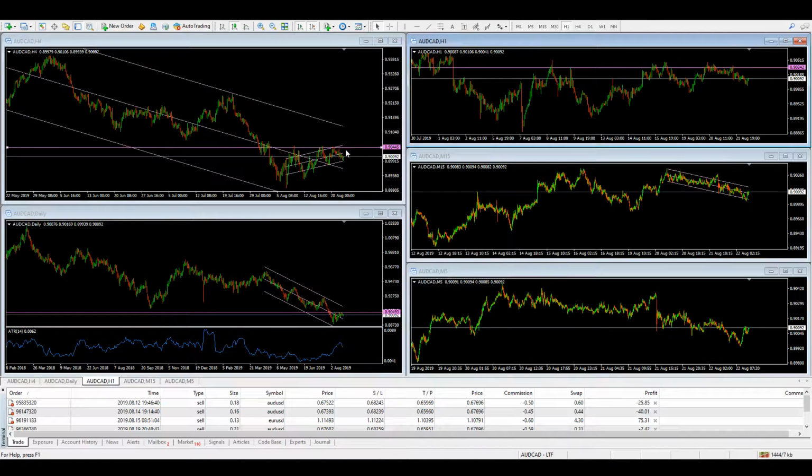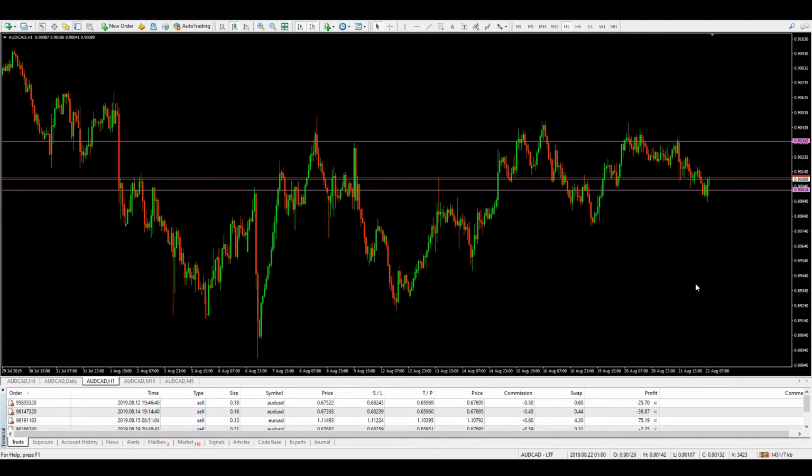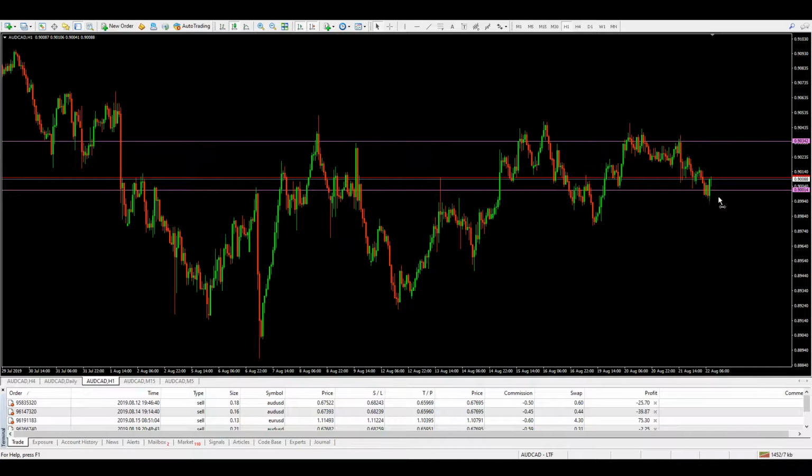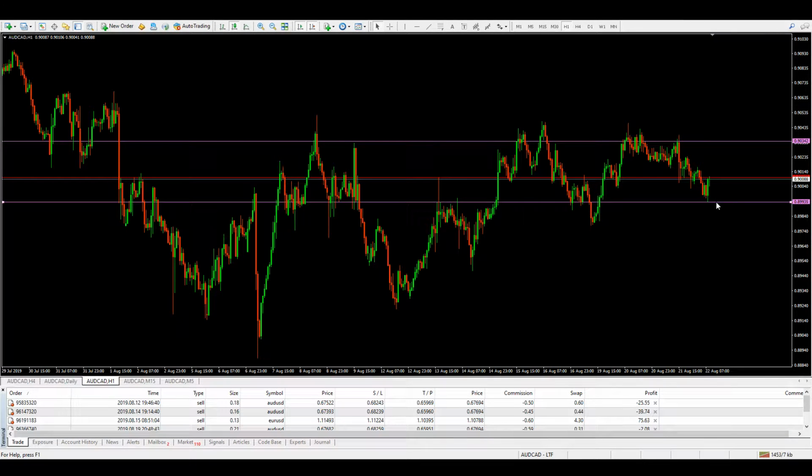But for me, the pivotal point is this support that we've seen here, so let me draw this in on the daily. Actually, let's just see how strong this support is.